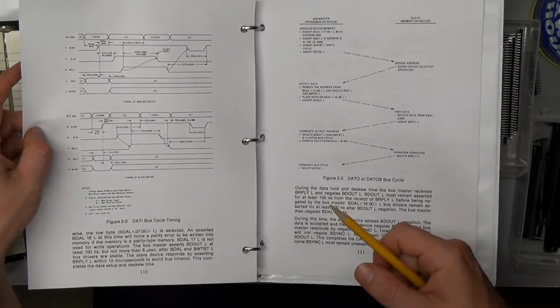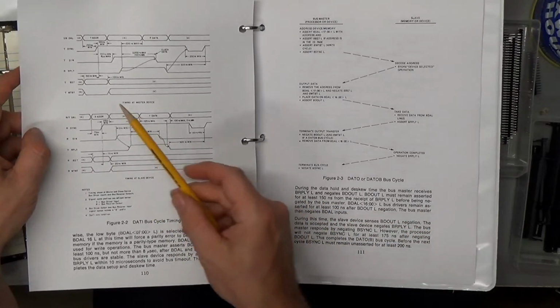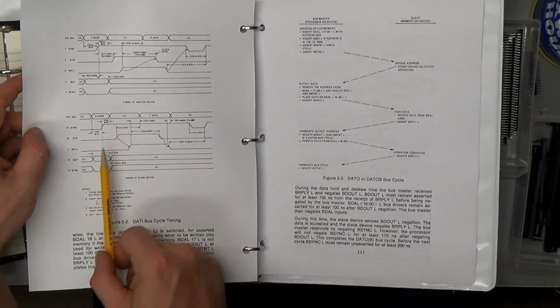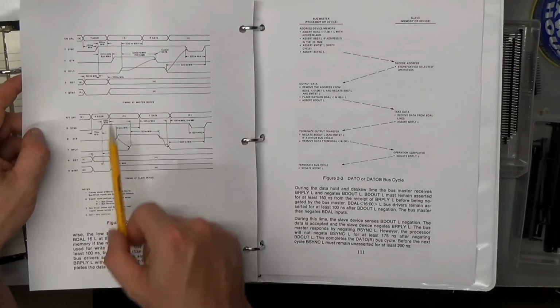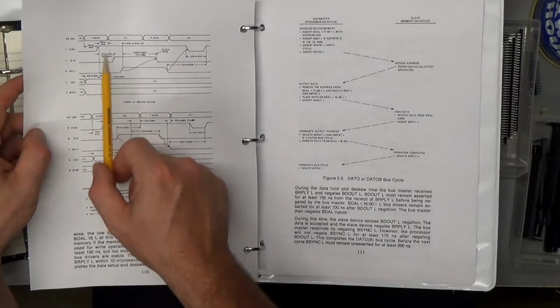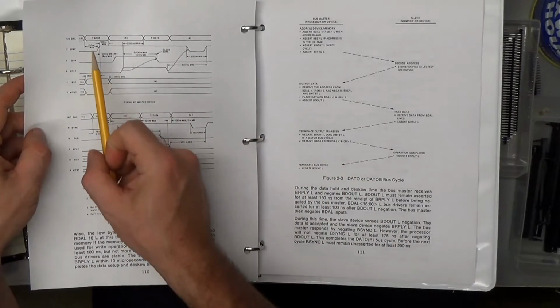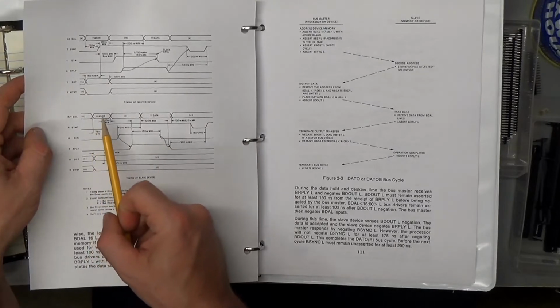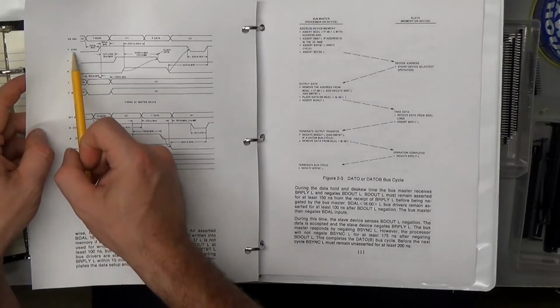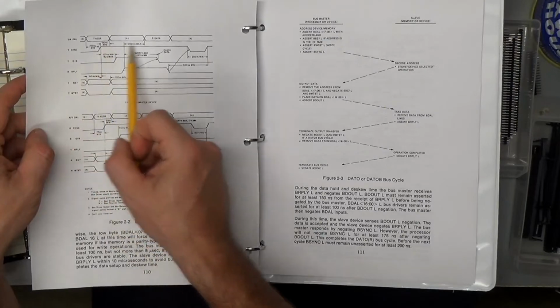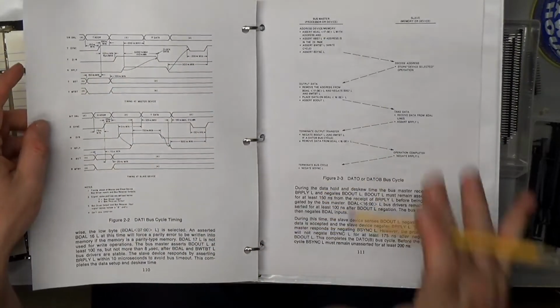So it asserts the address and these other control lines, and then it waits a little bit for those lines to settle, and then it asserts this sync line, which, despite the diagram, is also active low, I think.